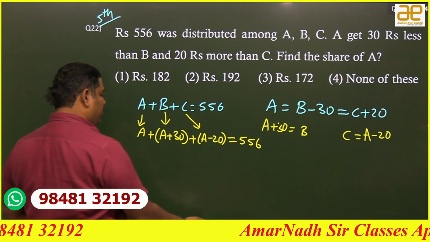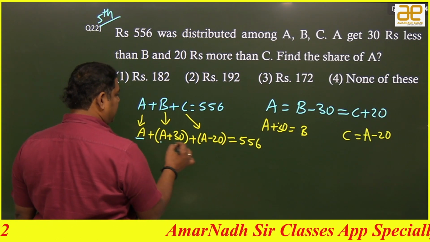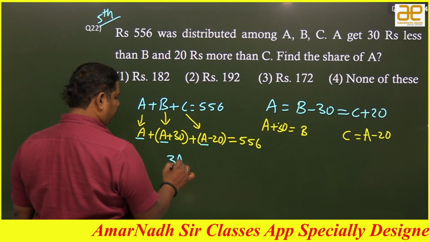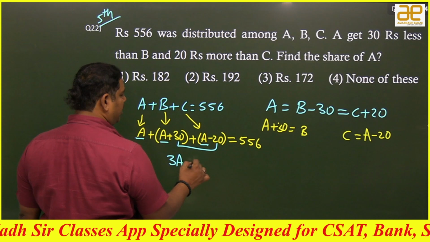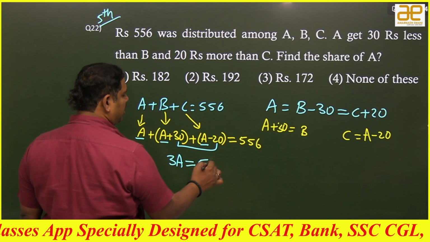Now, what do we have to observe? A plus A plus A means 3A. 30 minus 20 means plus 10. Move that side, minus 10. It will be 556 minus 10, which is 546.